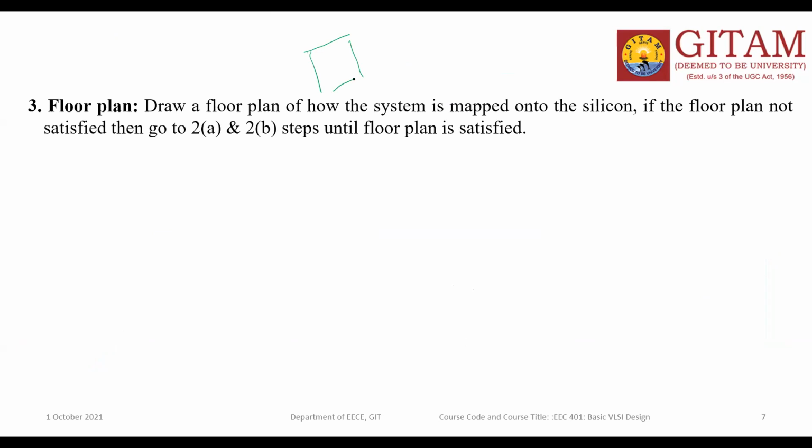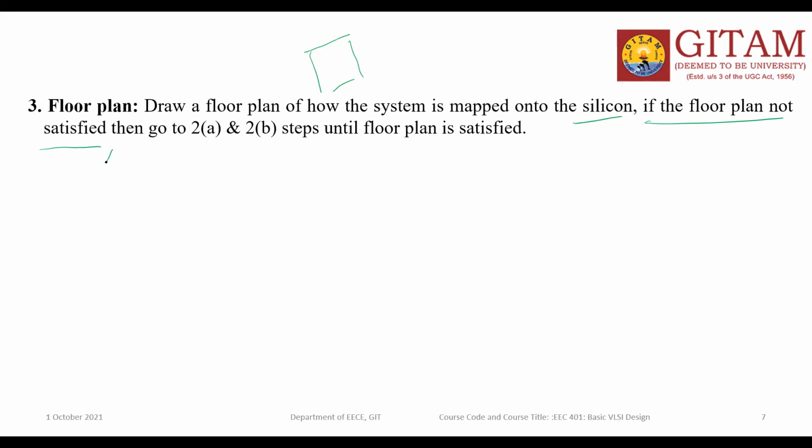Okay. So the available silicon area, or silicon floor, should be utilized efficiently for your design. Draw a floor plan of how the system is mapped into silicon. If the floor plan is not satisfied, what to do? Then go to the second steps, A and B, until the floor plan is satisfied.